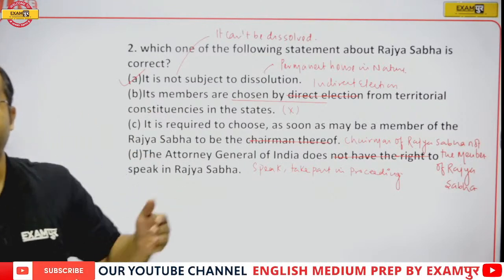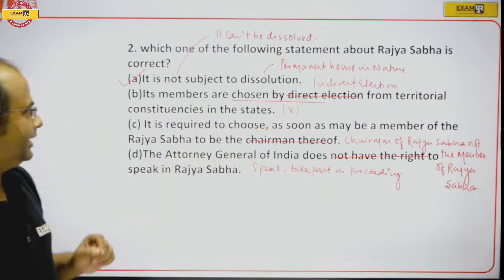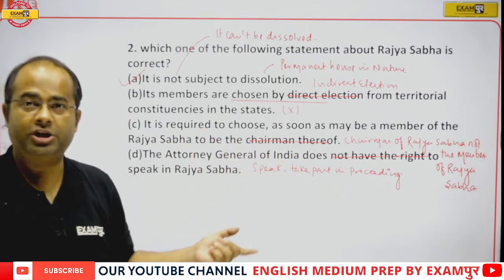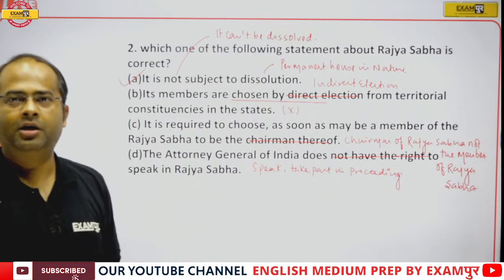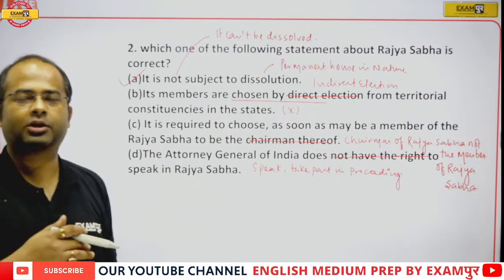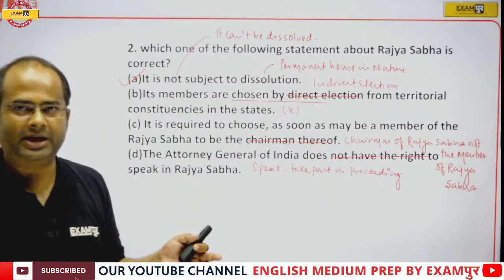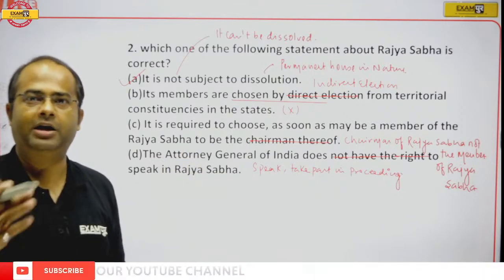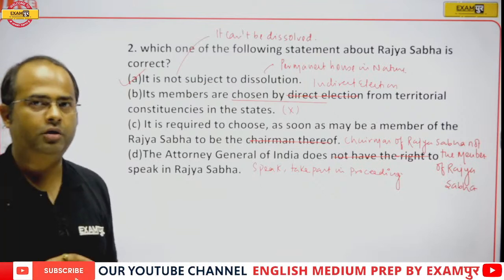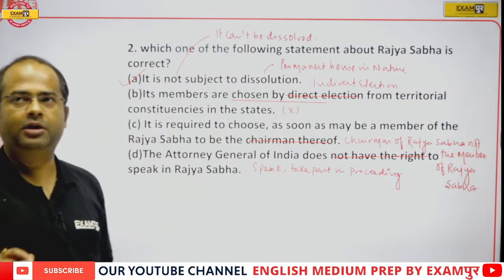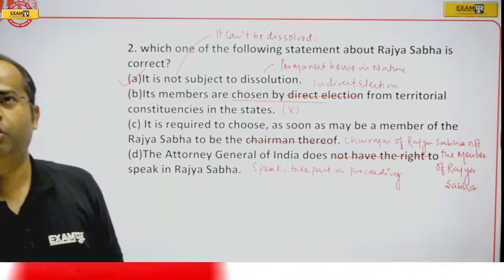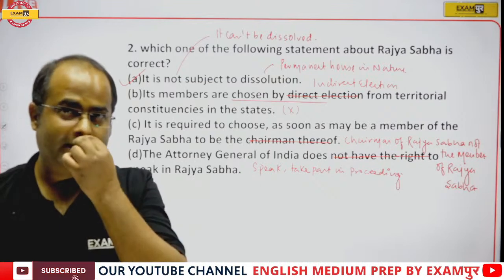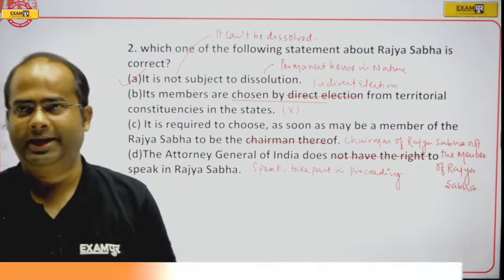The Rajya Sabha election is always an indirect election. The chairman of Rajya Sabha is never a member of Rajya Sabha, because the chairman is the vice president, and the qualification to be vice president and the qualification to be a Rajya Sabha MP are entirely different. And the Attorney General can take part in the proceedings of parliament, can go and speak, but cannot vote. Therefore, the correct answer will be option A, that it is not subject to dissolution. So the correct answer will be what? It will be option A.